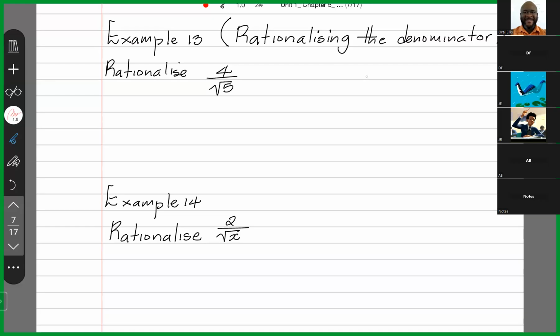We showed already that root x times root x is equal to x. And so root 5 times root 5 would be equal to 5. So in a case like this, to rationalize, we simply multiply the numerator and the denominator by whatever is in the denominator. So I'm going to multiply the numerator and the denominator by root 5. And of course, in the numerator, I'm going to have 4 root 5. And in the denominator, we have root 5 times root 5, which is 5. Please do examples 14, 15, 16, 17, 18, 19, and 20.